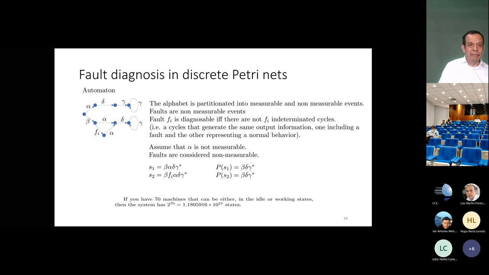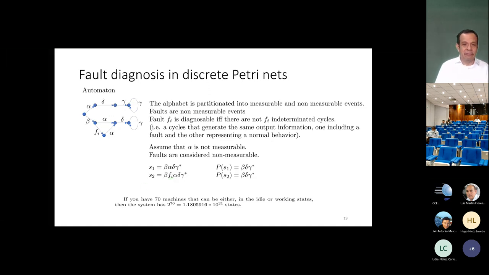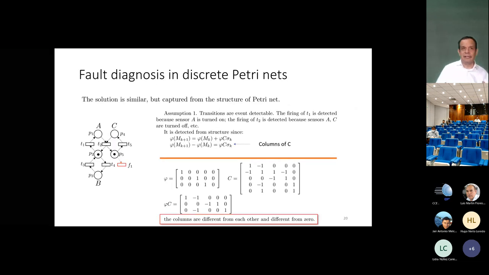Because when the problem, this is a small problem, but when the problem has not so many, but maybe 20, 70 machines, for example, and they can be idle or working, then I will have this quantity of states. And if you try to draw this automata or try to put it into the memory of a computer, you are going to see that you don't have enough space to represent this. This model is not so compact.